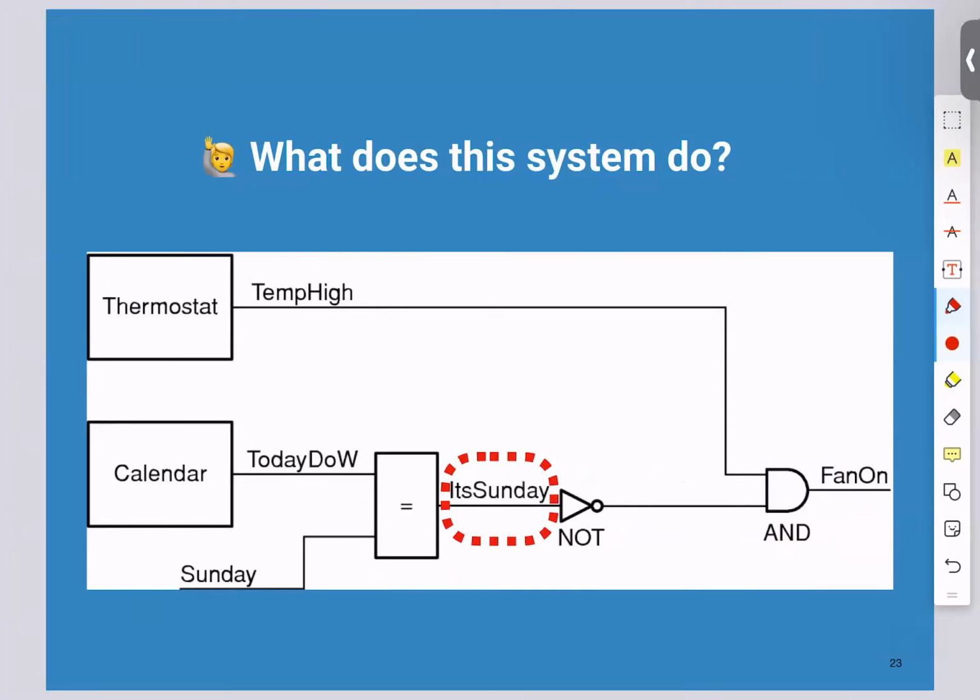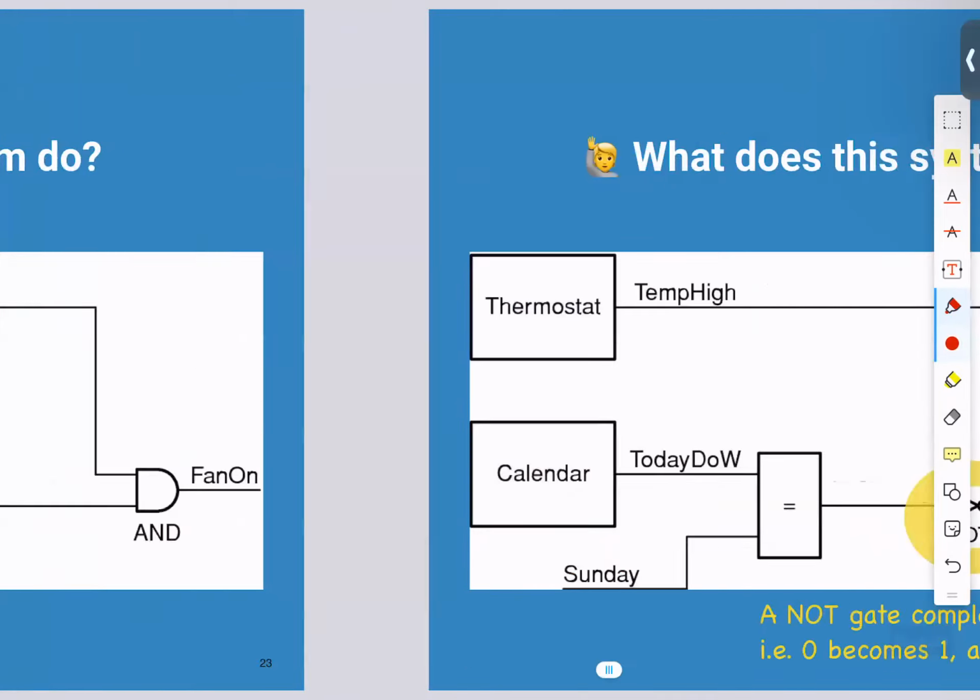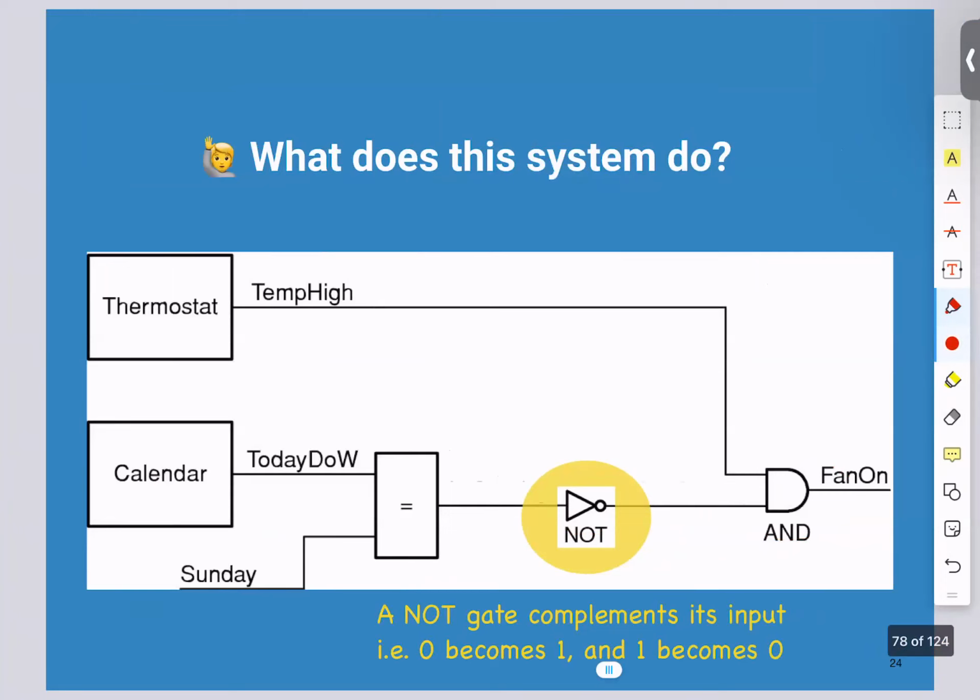Essentially, just walking you through, the output of equality is telling whether today is Sunday or not. A NOT gate, if it gets a 0, outputs a 1. If it gets a 1, it outputs a 0 in a Boolean system. Usually, we associate 1 with true and 0 with false. It doesn't have to be. You can also say 0 is true and 1 is false, and that's fine.